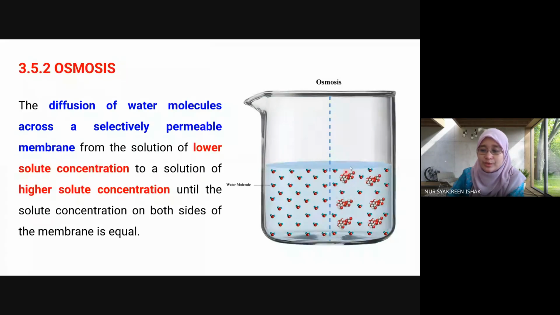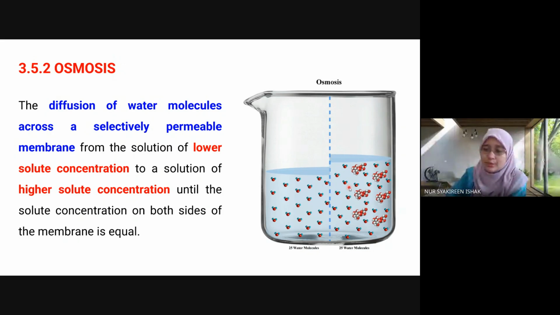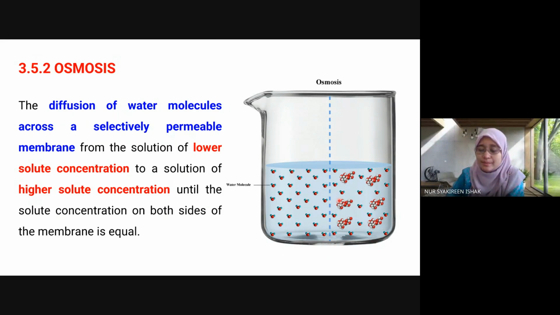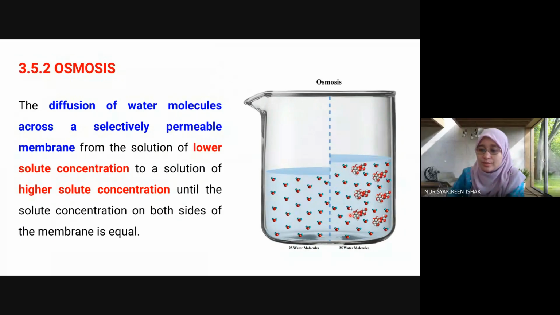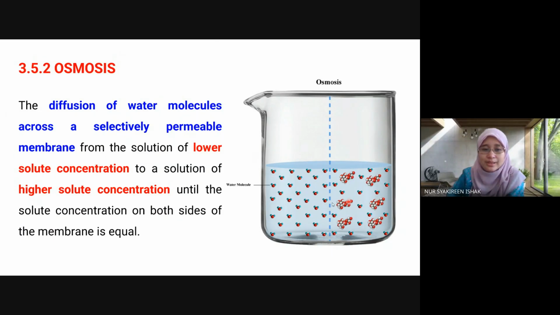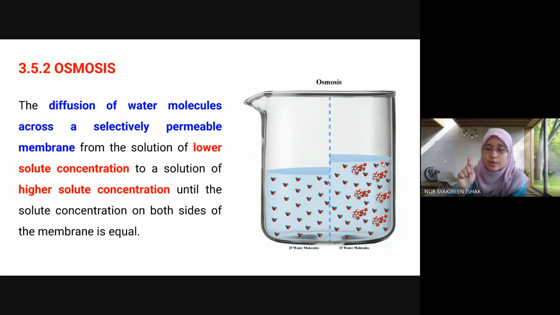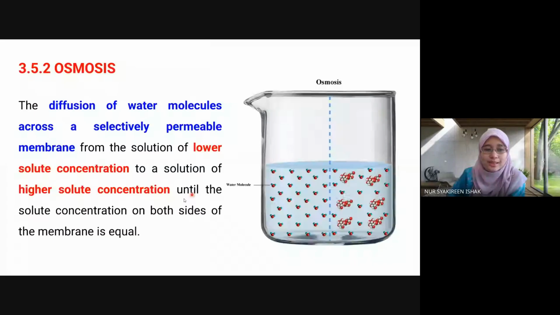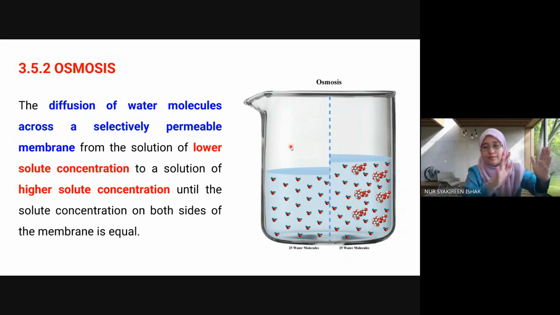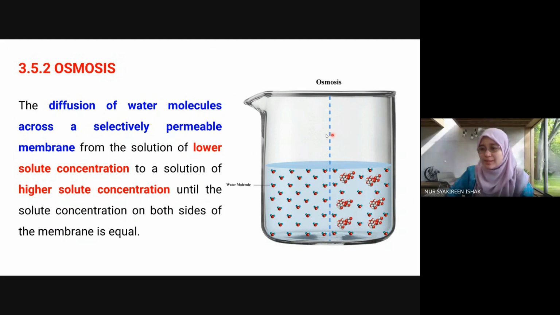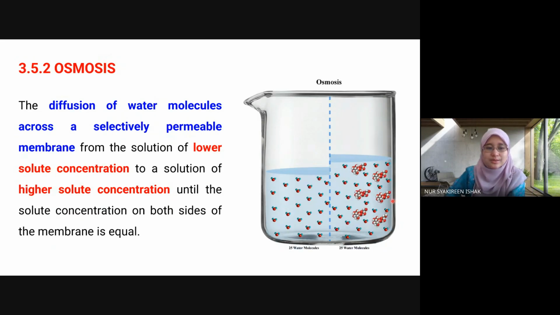So when there's a lot of sugar dissolved inside, there will be fewer free water molecules. Why do I say free? Because the rest of the water molecules will be involved in the formation of the hydration shell to allow the sugar to dissolve in water. So this side here has a higher solute concentration with fewer free water molecules. Until the solute concentration on both sides of the membrane is equal, the water will move from this side to this side, from lower solute concentration to higher solute concentration.